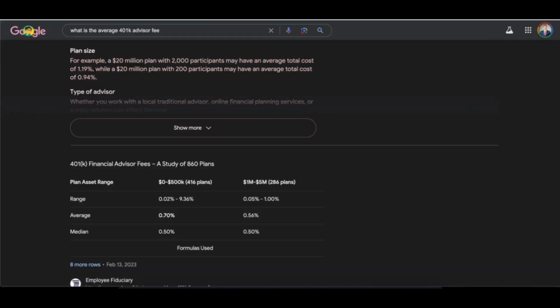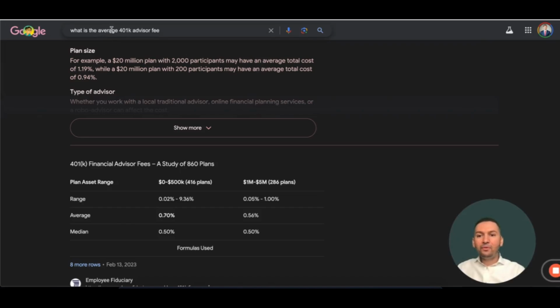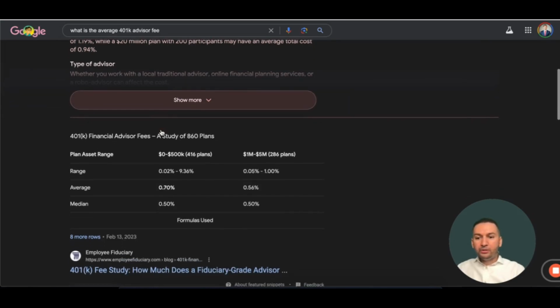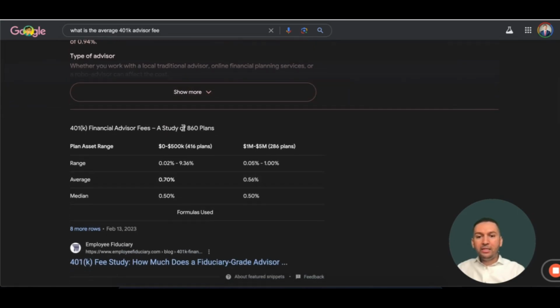So what I did, I went in here and typed in what is the average 401k advisor fee. So here's an article. They studied 860 plans, between $0 to $500 and $1 million and above. And you're going to see here the average fee, some are up to 9%, which is crazy, but the average fee is 7%. It could be higher, it could be lower, but on average 7%.